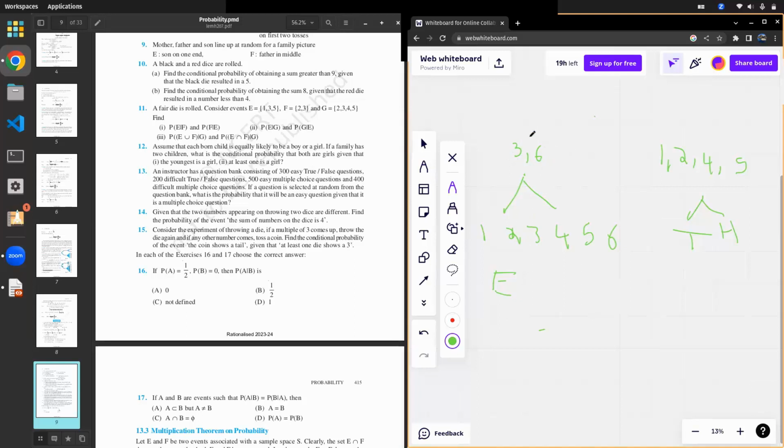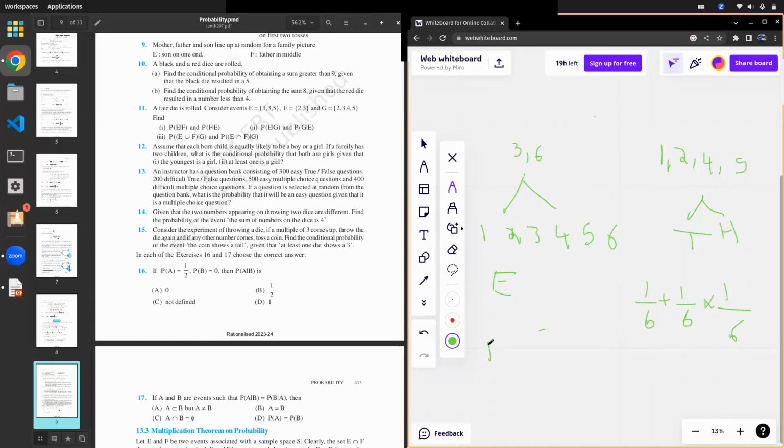So the first time when we throw a dice, the probability of getting a 3 will be 1 by 6. And also there is a small chance that the first time when we throw a dice, it will show up 6. And again, if we throw it, it may show up 3. So the probability for that case is 1 by 6 into 1 by 6.